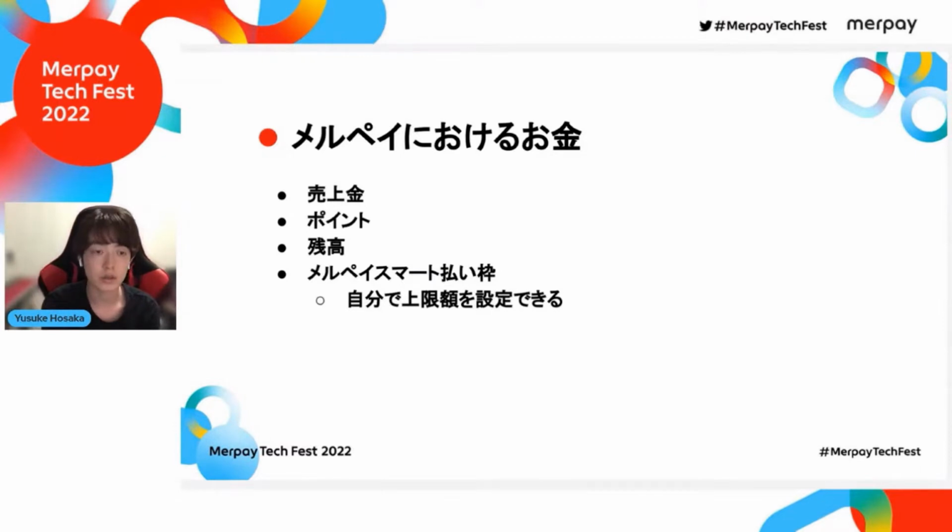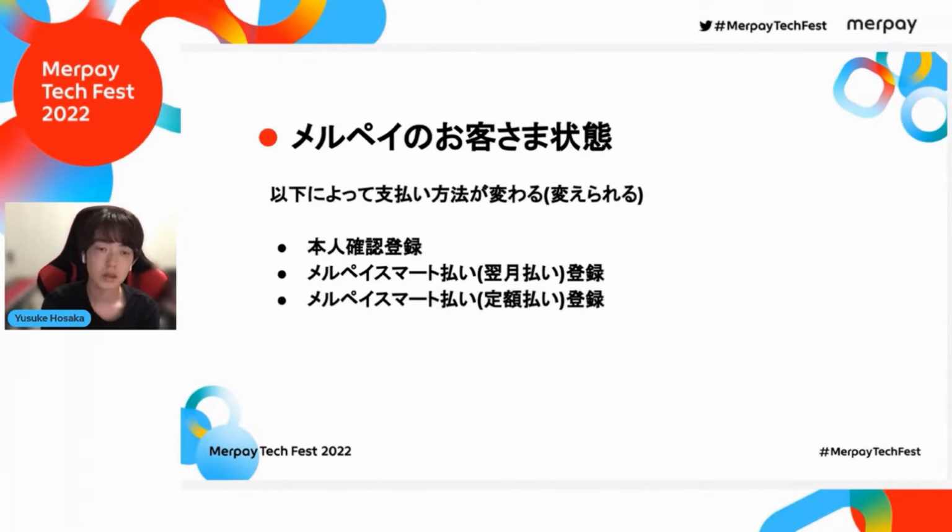So there are also points. Also, points can be given as a part of a campaign. And I will explain this later, but there is also a value of money called the balance. And finally, there is a Merpay feature called Merpay Smart Payment Limit, which is the money that you use when you use smart payment. You can set your own maximum amount.